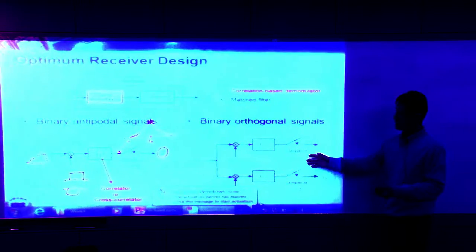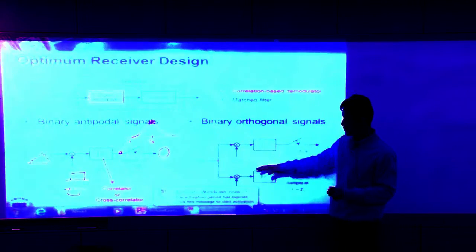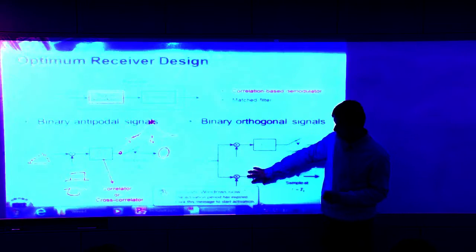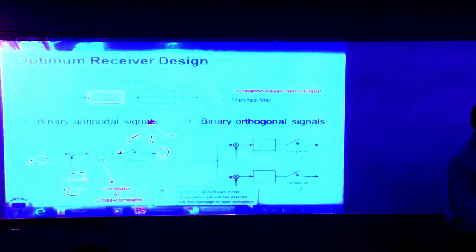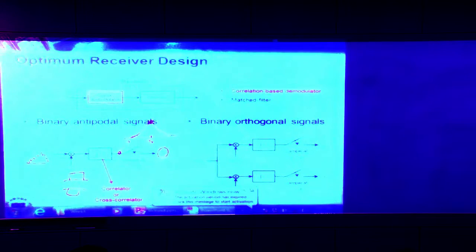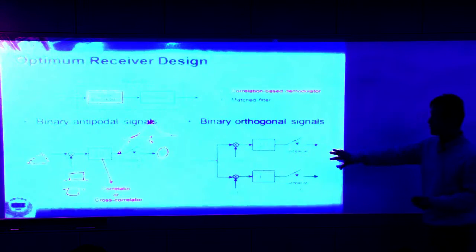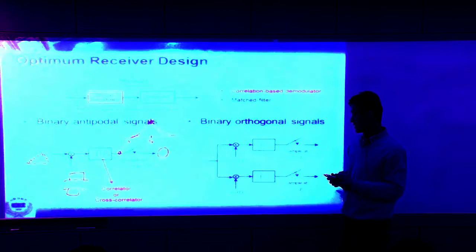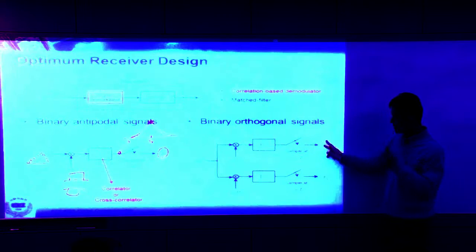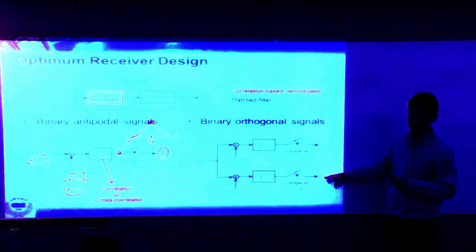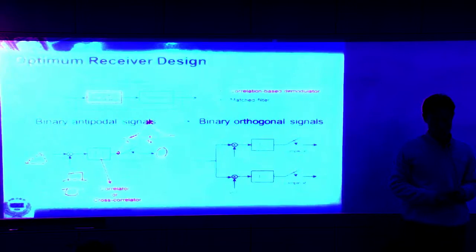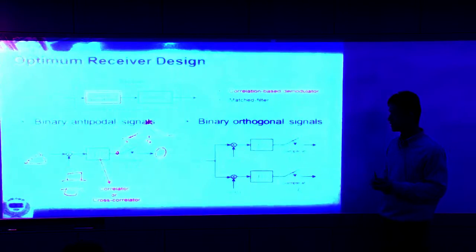In a similar way, for orthogonal signals, we run two different correlators. We calculate the two correlators and measure y1 and y2 the same way, and we pick the one with the larger value.